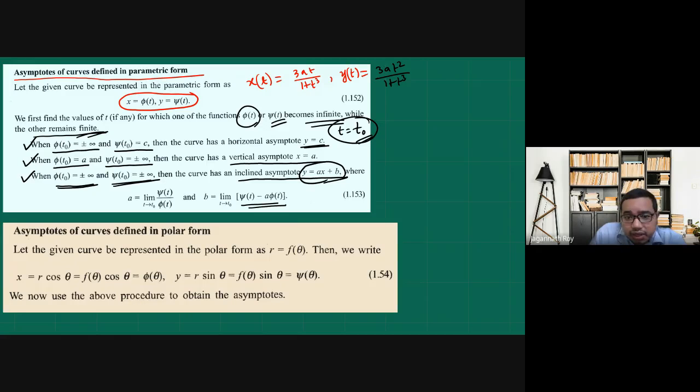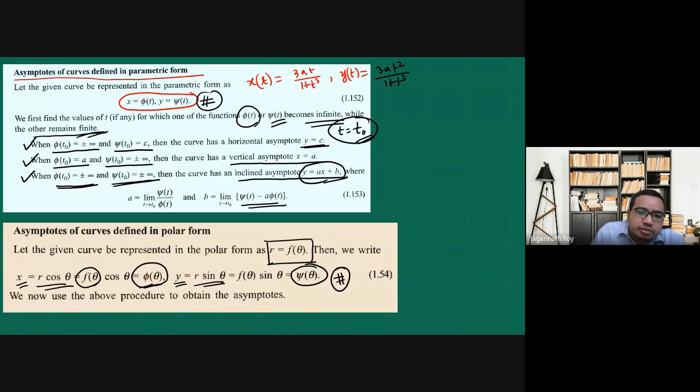So if we have r equals f of theta in the polar form, then we'll substitute x equals r cos theta, and r is a function of theta. So the function becomes phi of theta, and y equals r sin theta. So this becomes psi of theta. So this will exactly be of this form. This one and this one. Now we can proceed with the above approach.